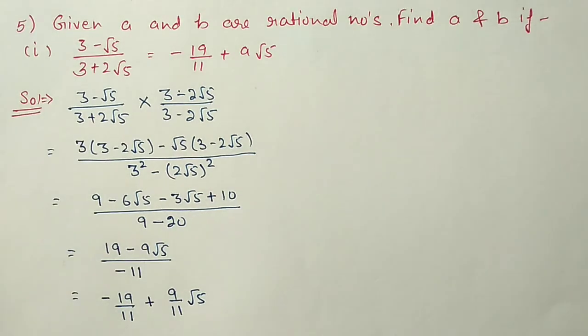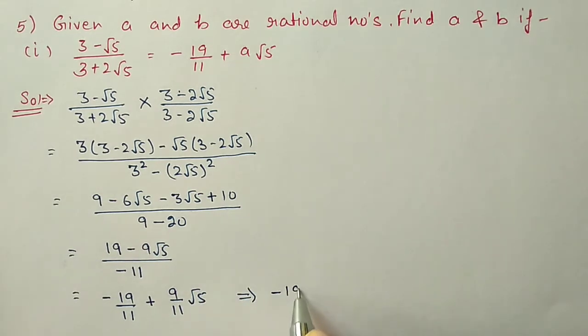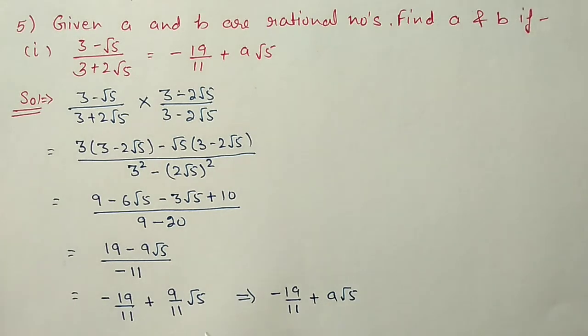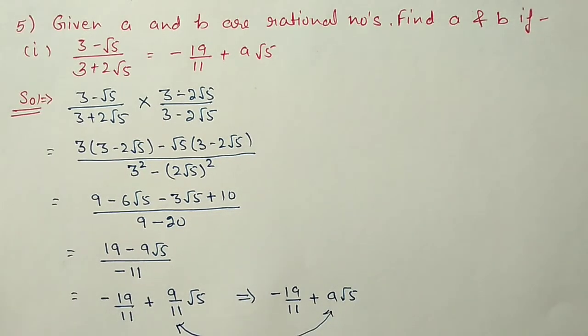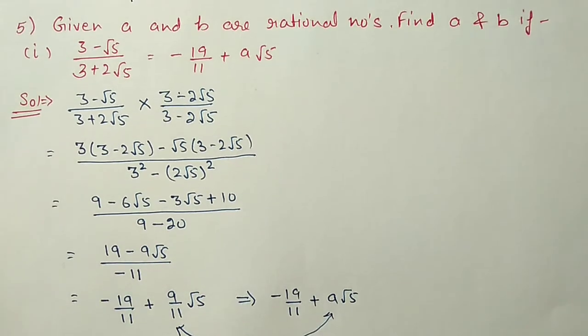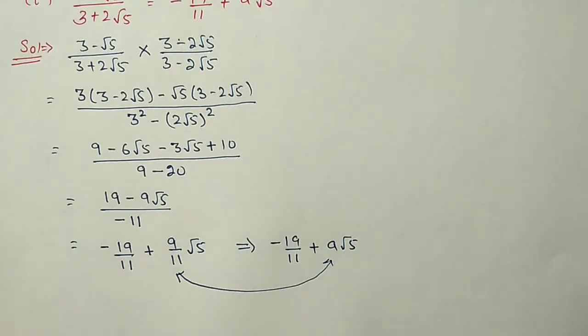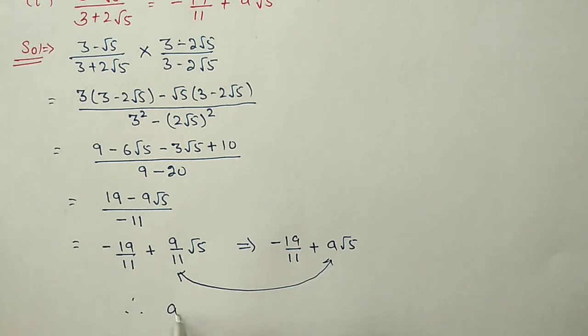This is our left side. This we have to compare with the right side. So if we do the comparison with this right side, minus 19 by 11 plus a root 5, after comparison you can see the a value is 9 by 11. So therefore a is equal to 9 by 11.